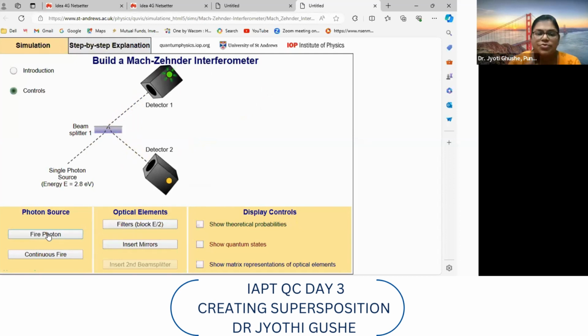When I fire the first photon, partly it is reflected, partly it is transmitted, and you will see that it was received in the first detector. I will play again. You can see the photon is received in the first detector. One more time.